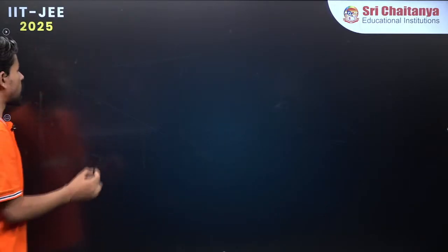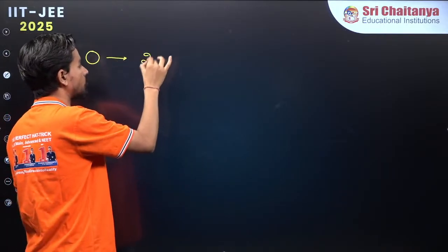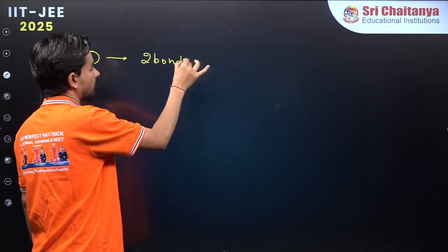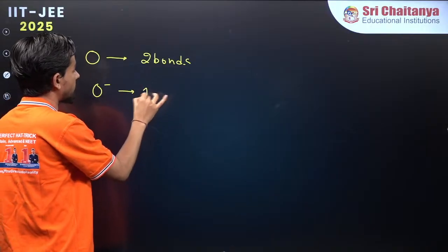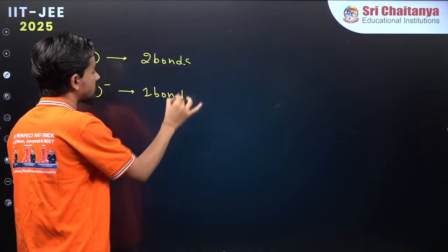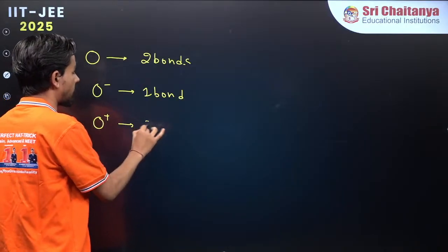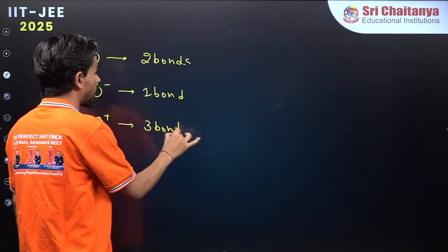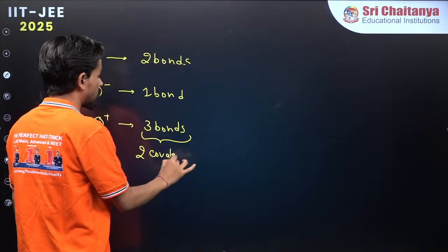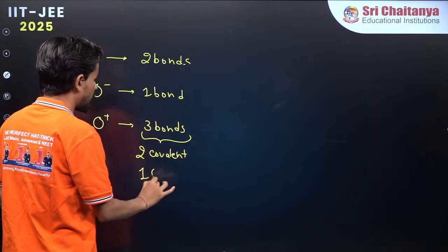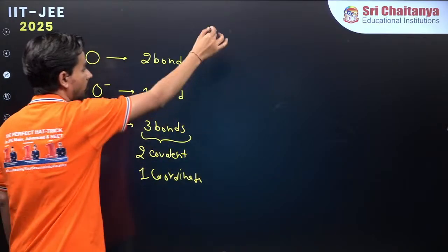Now let me tell you one more thing. Oxygen usually forms 2 bonds. If oxygen with a negative charge is there, it will form 1 bond, and oxygen with a positive charge can form 3 bonds. And whenever 3 bonds are there, out of these, 2 will be covalent and 1 will be coordinate.